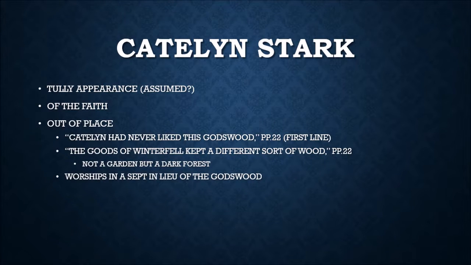Now, the very first line in the chapter lets us know immediately that Catelyn Stark feels out of place in Winterfell. "Catelyn had never liked this godswood." It's not what she knows. She doesn't like it. At least, maybe not necessarily out of place in Winterfell, but at least out of place in the setting that she was presented to us. It's different from her home.